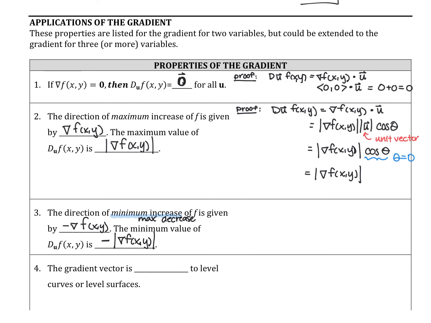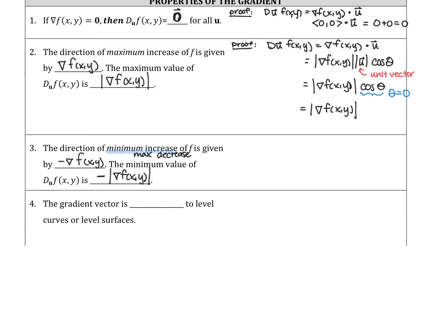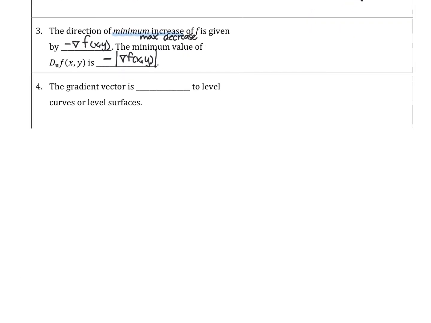All right, the last one that we want to talk about, I'm going to scroll up. The last one that we want to talk about is this gradient vector. And this gradient vector is always going to be normal, or perpendicular, to the level curves or the level surfaces.